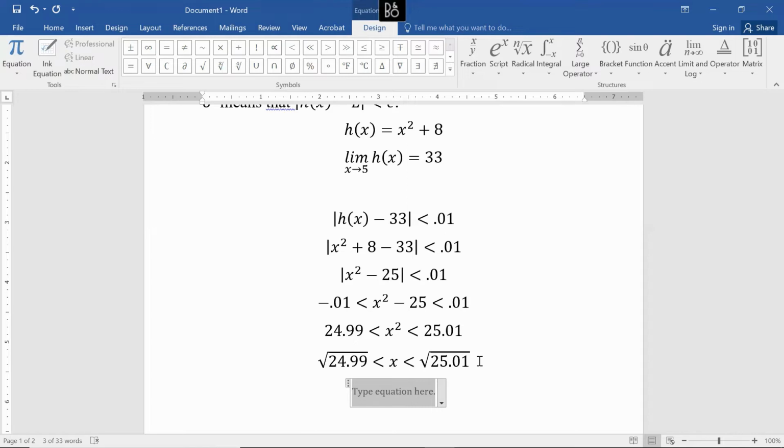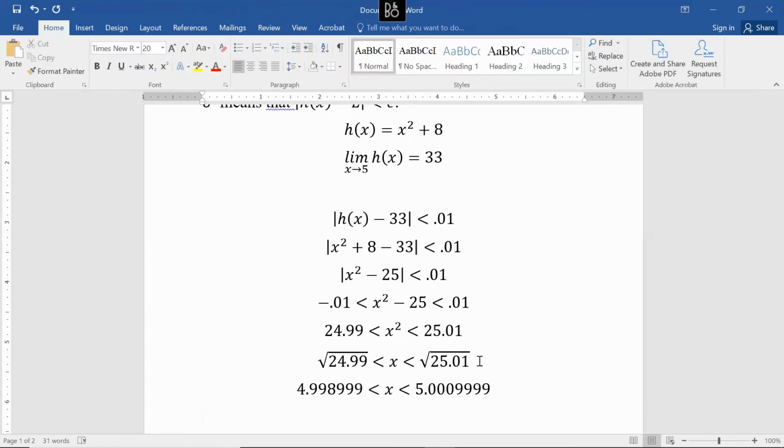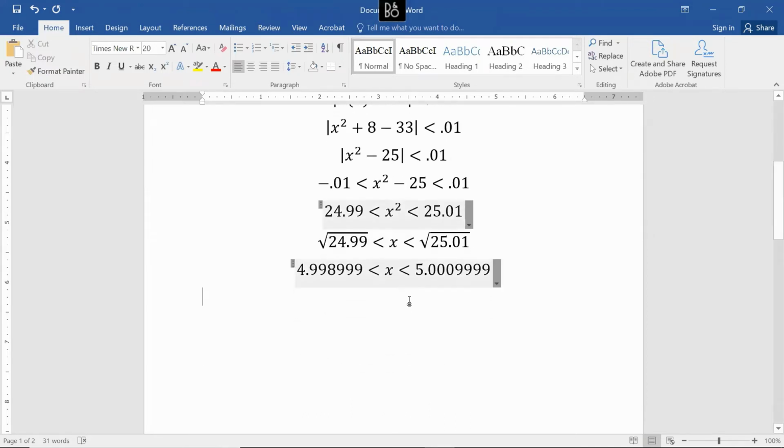Now, if I round each of these to a few decimal places, the square root of 24.99 comes out to 4.998999, et cetera, and the square root of 25.01 comes out to 5.0009999. And you can see where this is going here. In terms of the value of x, that means x is really close to 5.